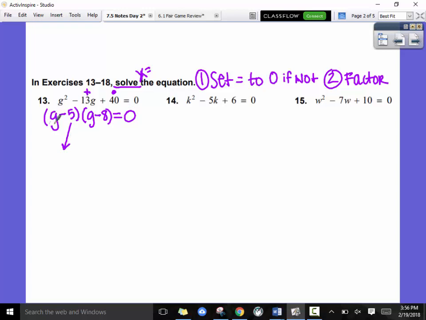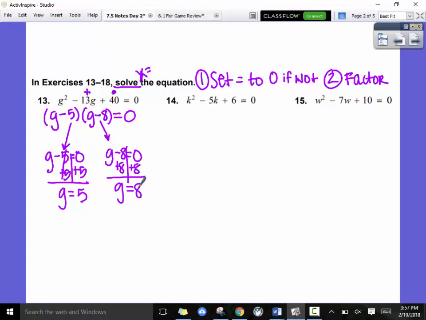And now when we solve this, we break apart those two factors. Because remember, I need this number right here to be something so that this factor is 0, or this number to be something so this factor is 0. So I break it into my two factors, set equal to 0. g minus 5 equals 0, and g minus 8 equals 0. So when I go to solve, add 5. So g could equal 5, or add 8, g could equal 8. Two solutions. You need to provide both of them.